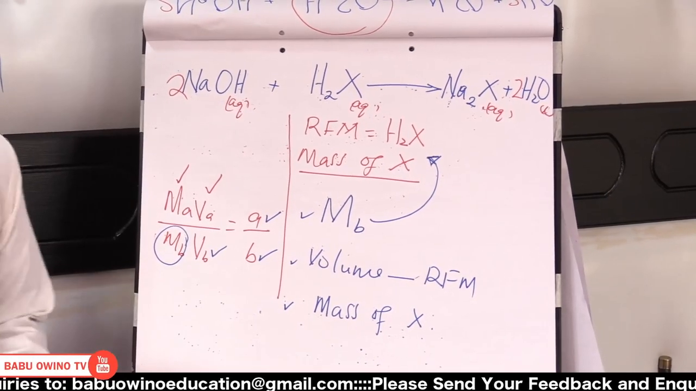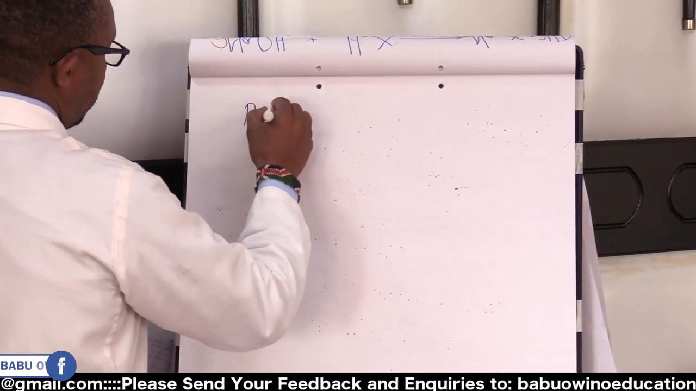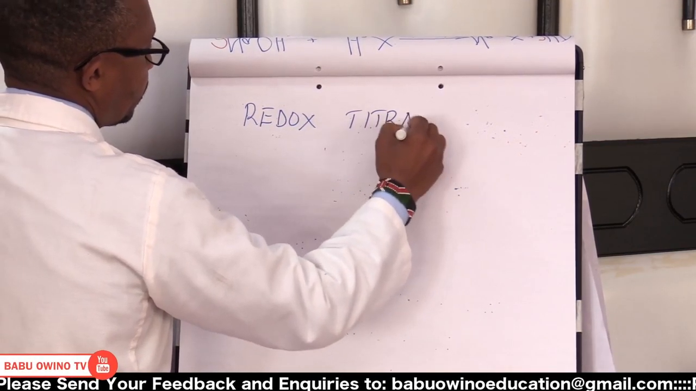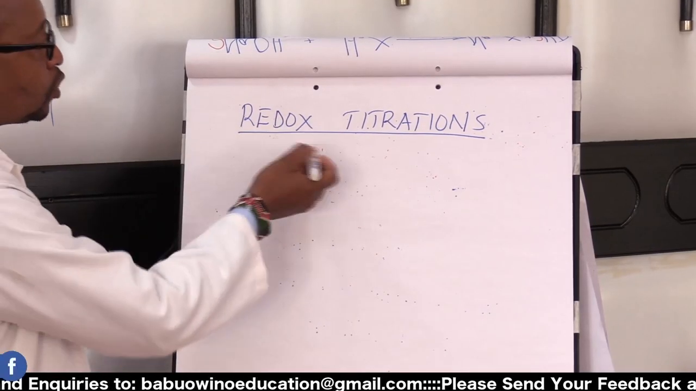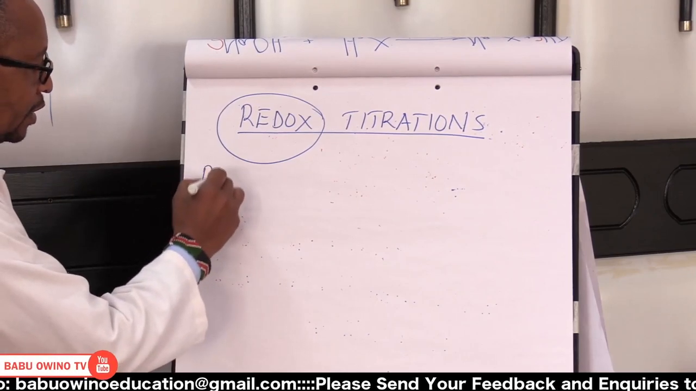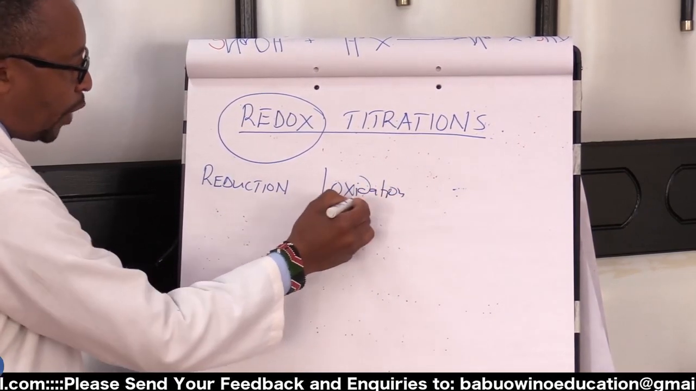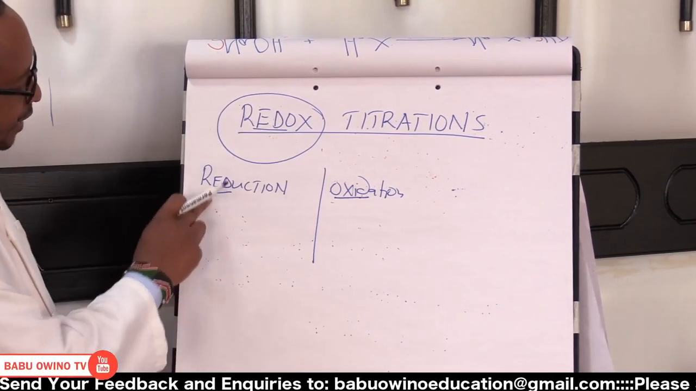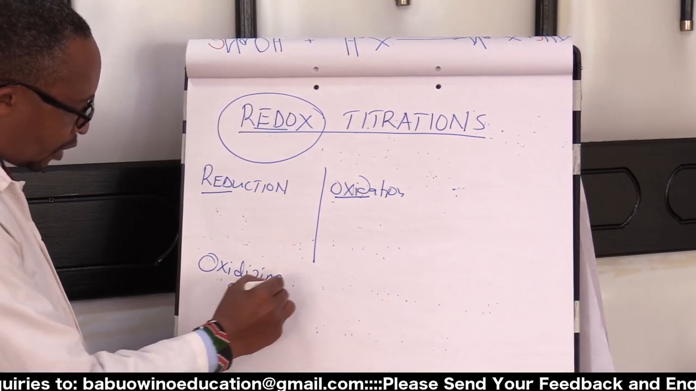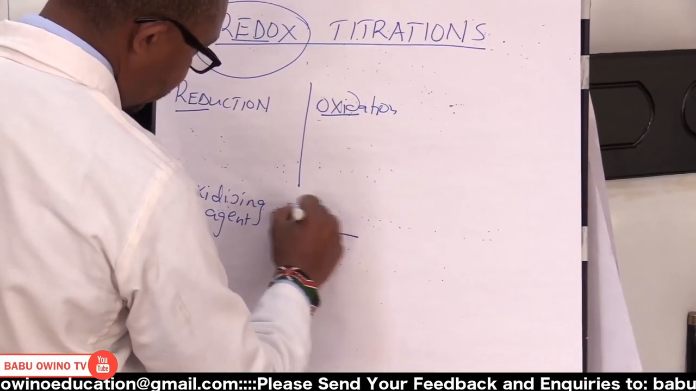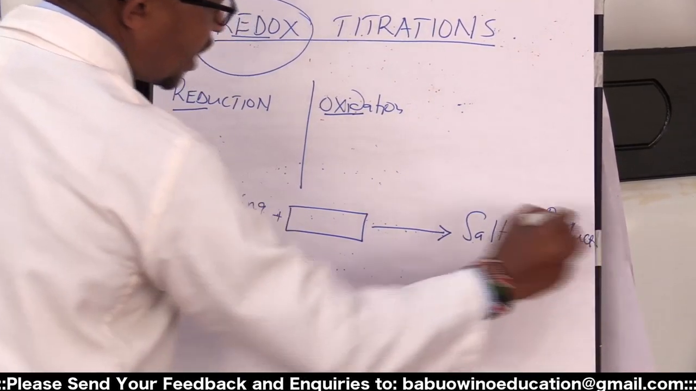Now, from there, we move on to what we call redox titrations. Redox titrations. With redox titrations, this is simply a name to confuse you. This is a combination of two words: reduction and oxidation. When we combine this, we get redox. So we get a strong oxidizing agent, and we react it with another substance. And in this case, we'll get a salt plus other products, depending on the oxidizing agent in question.